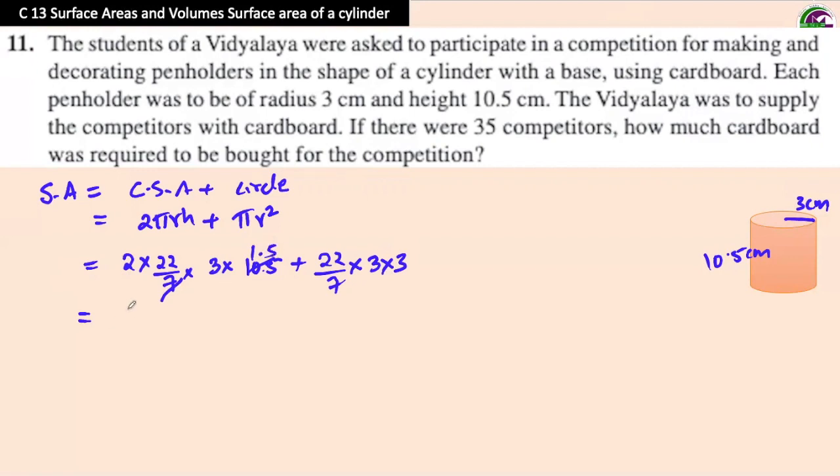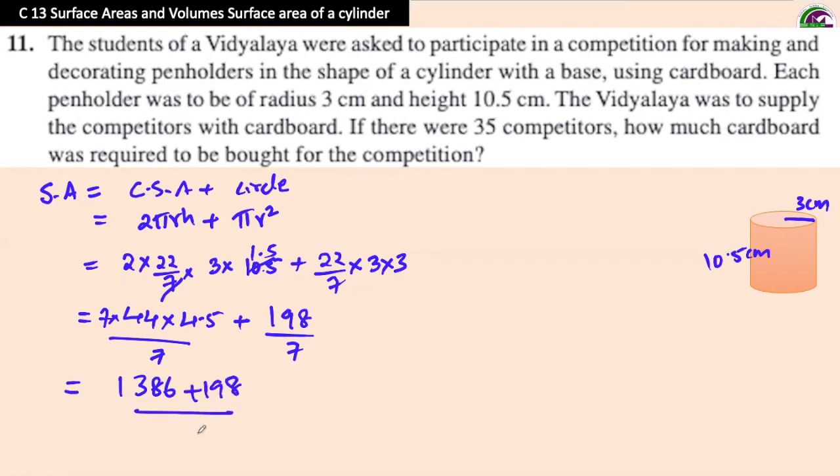this is 1.5. So 44 times 4.5 plus 198 divided by 7. So we can take the same denominator. So which will be 1386 plus 198 divided by 7, which is equal to, this will be the area of one pen holder.